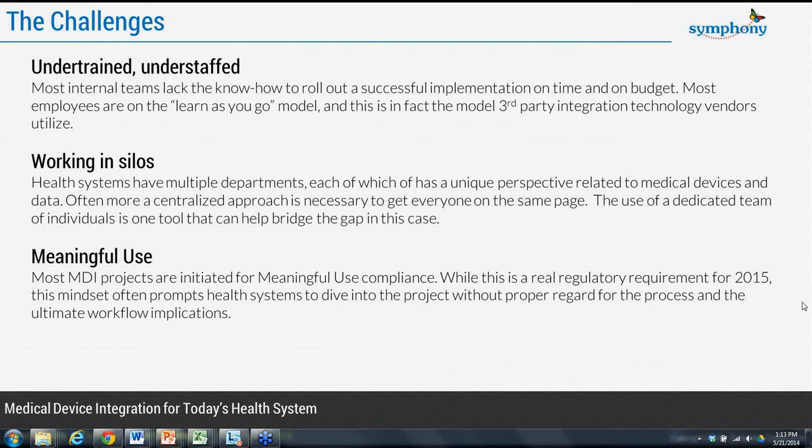Dr. Keller, I did have a question that came in, actually, if I can interrupt you for a moment. Absolutely. Thank you. What is the minimum that an organization has to do to meet meaningful use requirements for MDI?